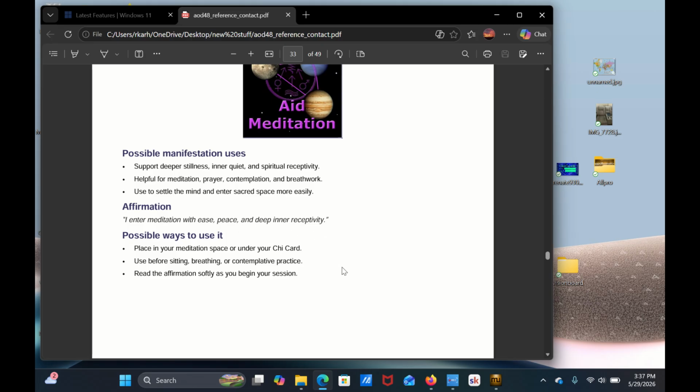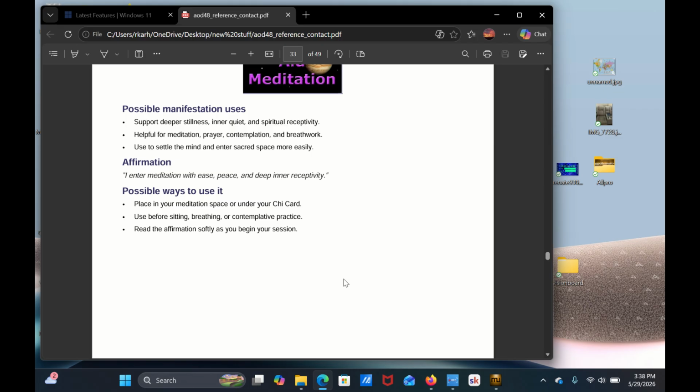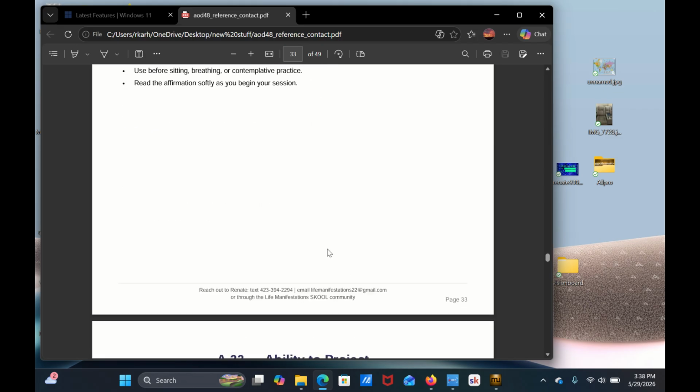Place in your meditation space or under your chi card. Use before sitting, breathing, or contemplative practice. Read the affirmation softly as you begin your session.